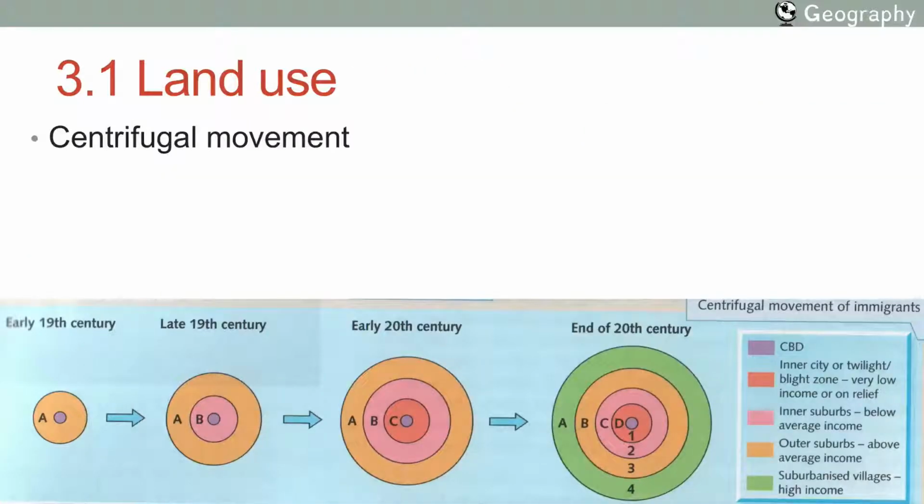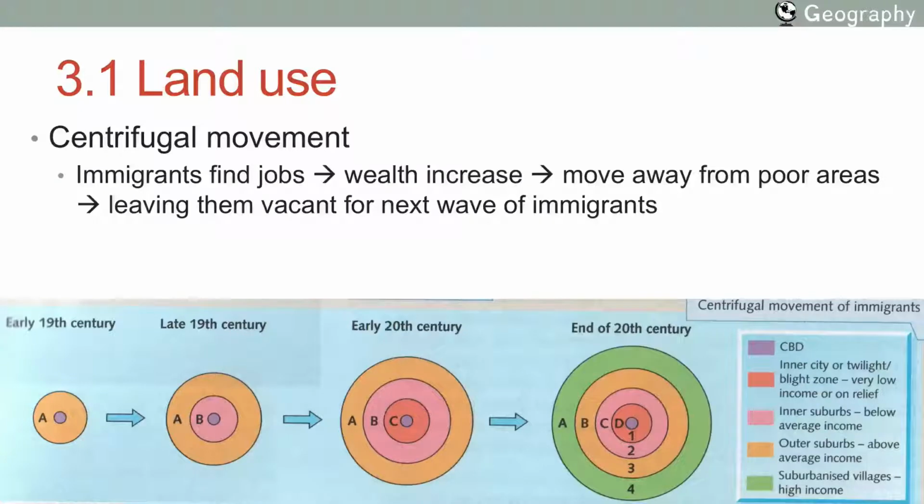Here's another model showing you what we call the centrifugal movement. What does it mean? It means immigrants in the early 19th century arrive and settle around the already existing central business district. In the late 19th century, a new wave of migrants comes. The older migrants move outside the city, away from the poor areas, to build new buildings. They leave the old ones vacant for the next wave of immigrants, and so on. Early in the 20th century, a new wave of migrants arrives, and you see that movement again and again.